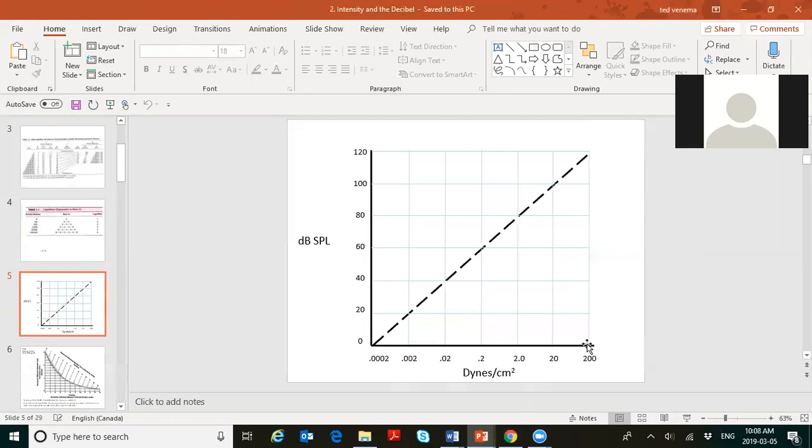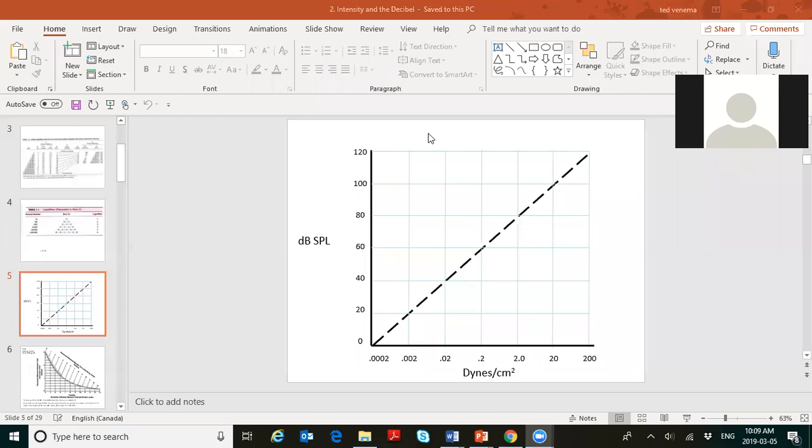Okay? 200 divided by 0.0002 is a million. How many times does 10 have to be multiplied by 10 to equal a million? Well, 10 times 10 is 100, times 10 is 1,000, times 10 is 10,000, times 10 is 100,000, times 10 is a million. So the logarithm of a million is 6. What's 20 times 6? 120. Have a look. All right, that's the relationship.